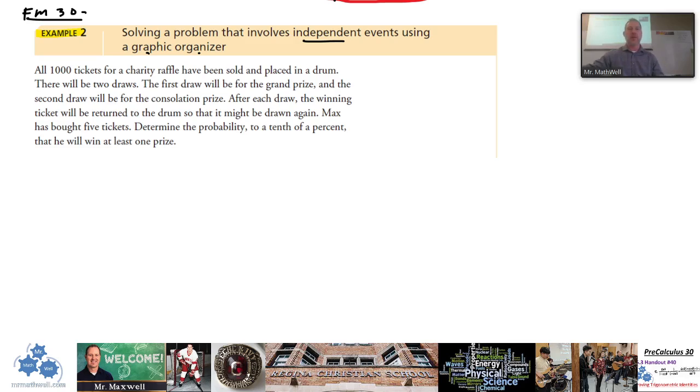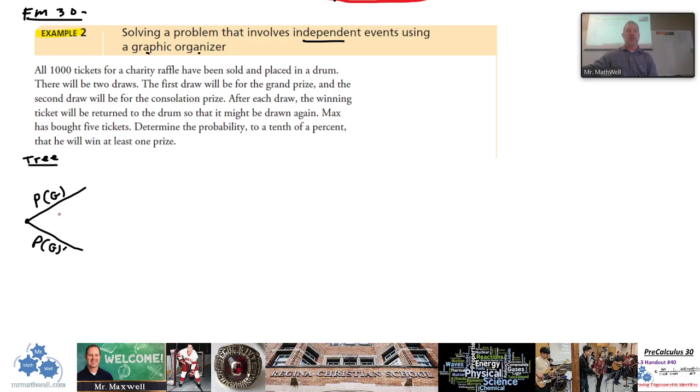But first, let's understand the question. So there's 2 prizes, okay? So there's a grand prize and a consolation prize, right? So let's say we have, let's do a tree diagram of this, okay, a tree. So we have the probability of the grand prize, P of G. And here's the probability of not getting the grand prize, P of G prime, okay?